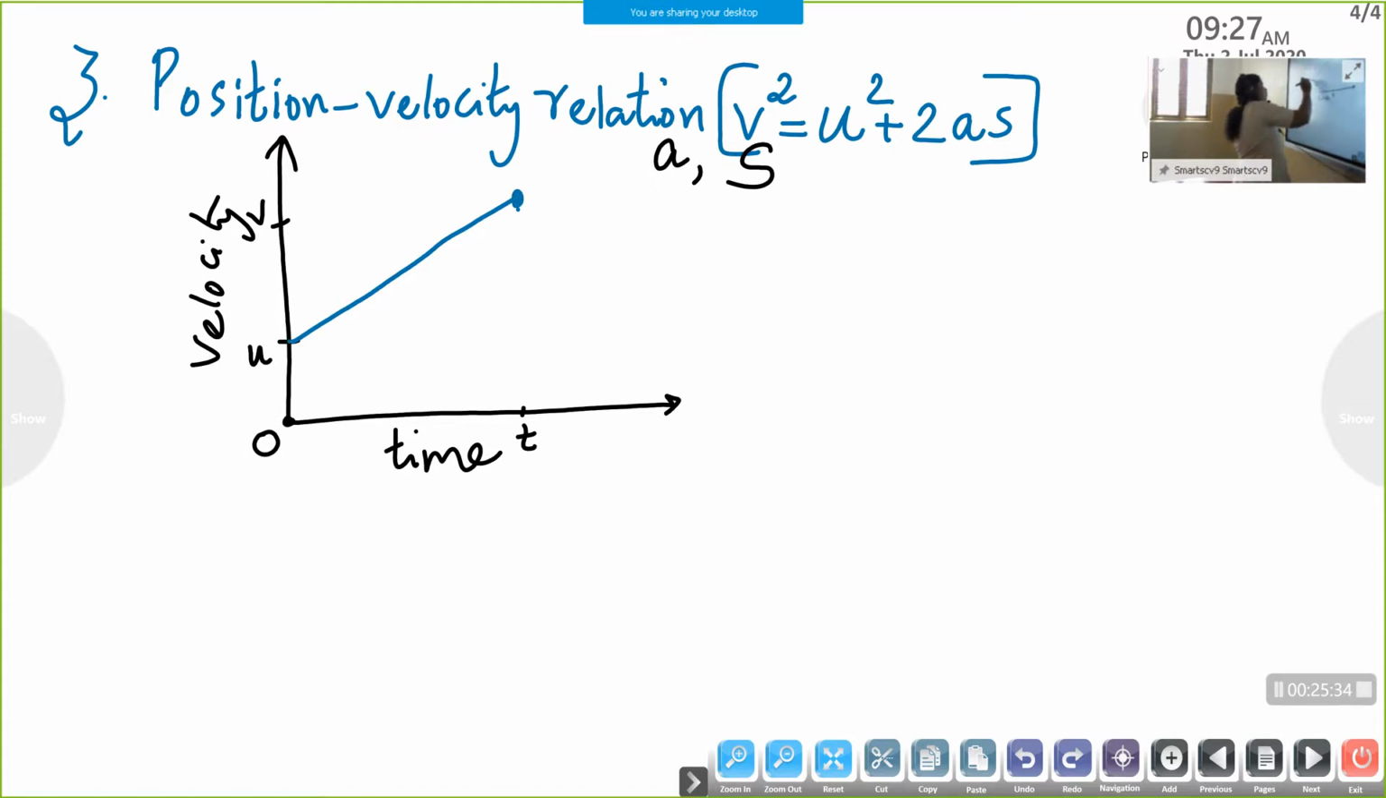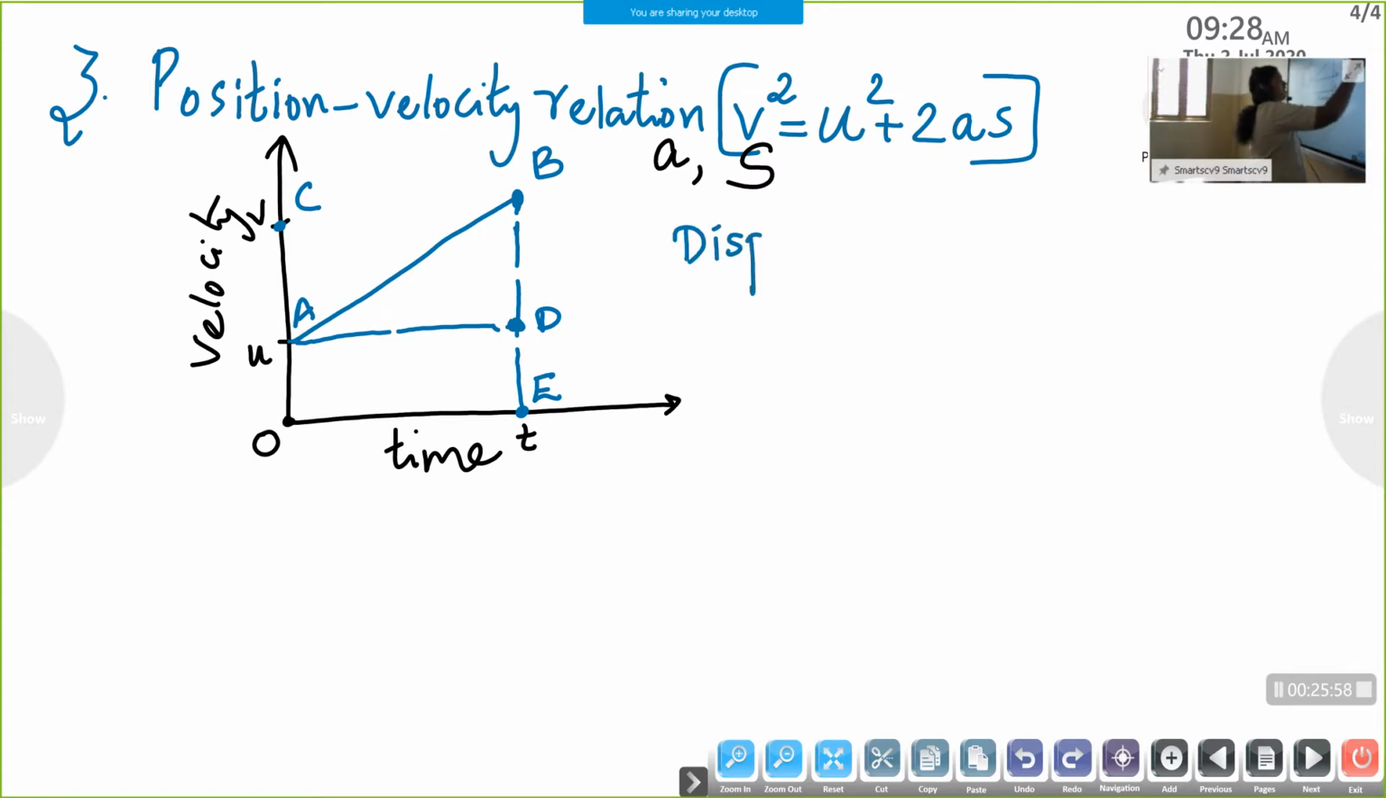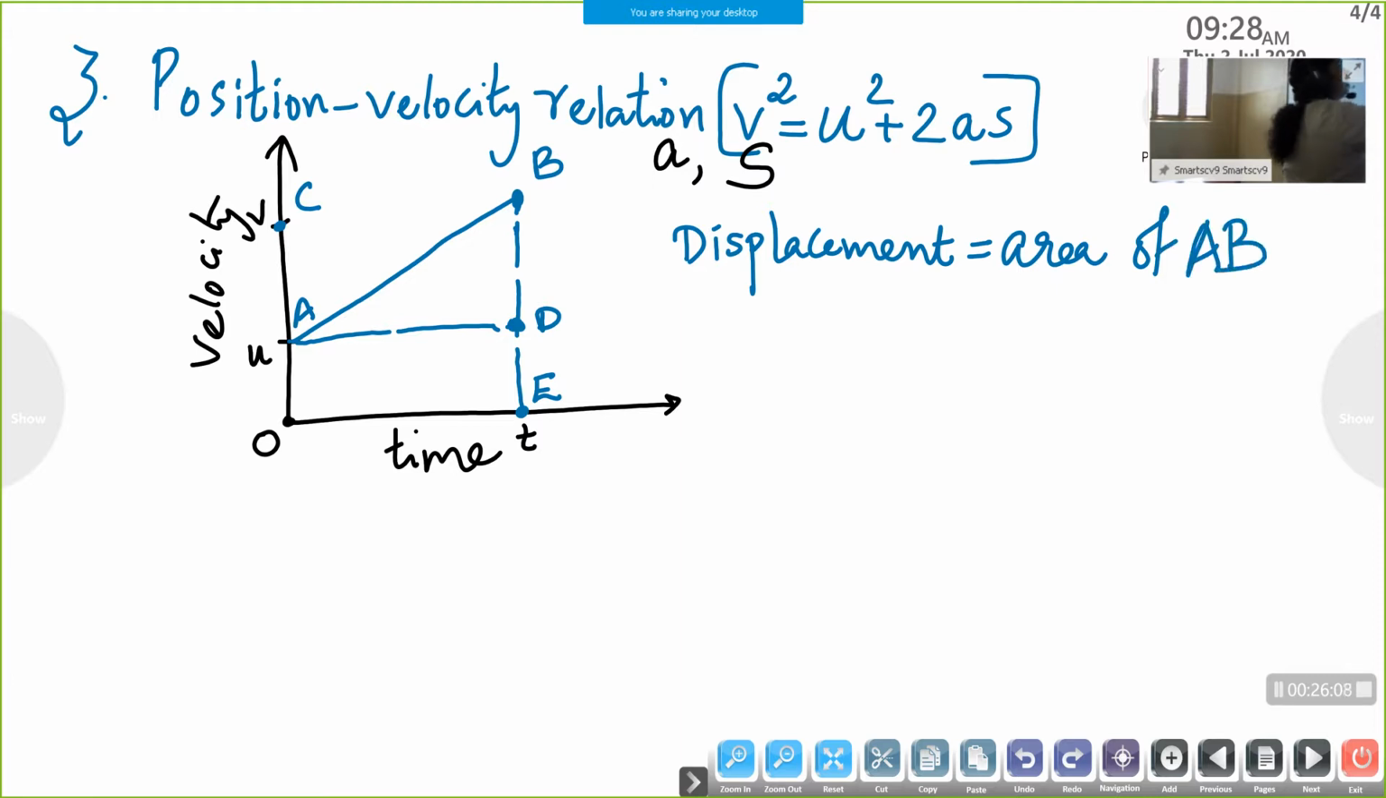I am going to mark this point A, B is a point on the graph. Then this point is C. If you want to take the slope of the graph, you have to join these two points with straight lines so that they meet at D, and this point is T. After time t, this point is E. And again here I am going to find out the displacement. How will you find out the displacement? Displacement is equal to the area under the graph AB.